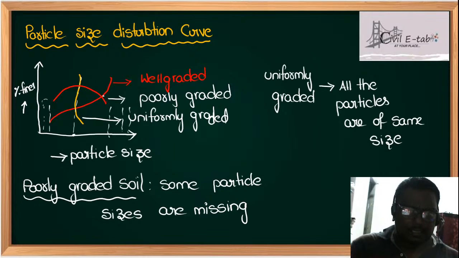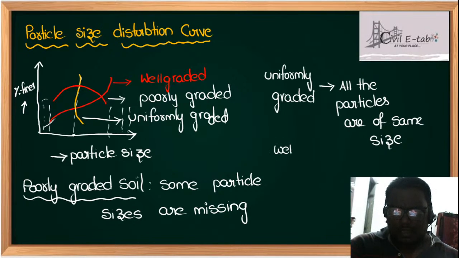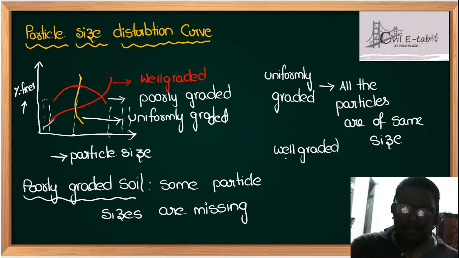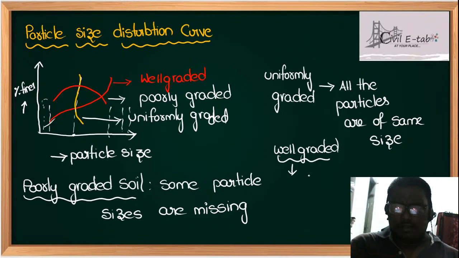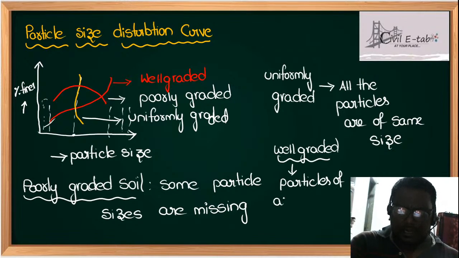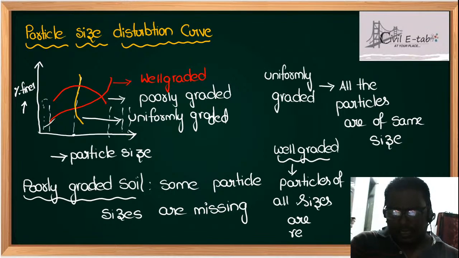Now you can ask me another question: what is well graded? Well graded means particles of all sizes are present. This is very important, student. In poorly graded, some particles are missing. In uniformly graded, all the particles are of the same size. In well graded, particles of all sizes are present. So this is another important thing which they can ask you in the particle size distribution curve.